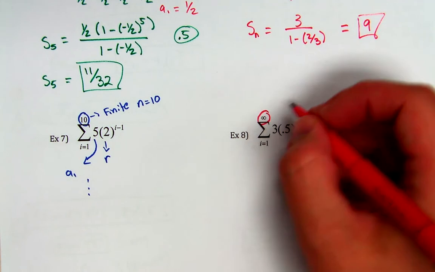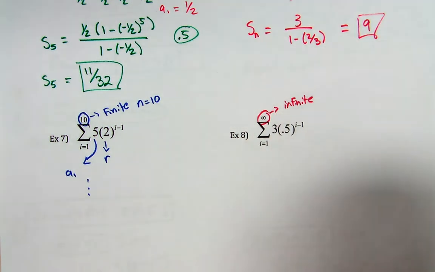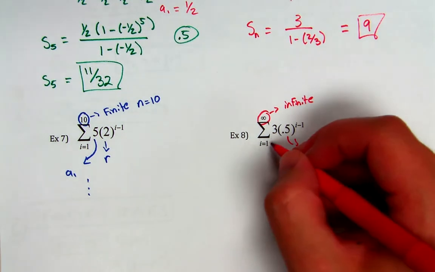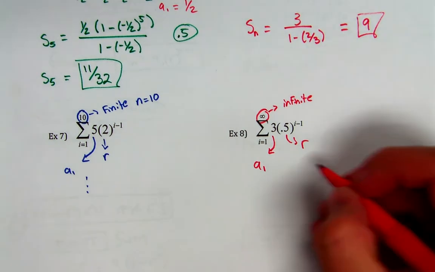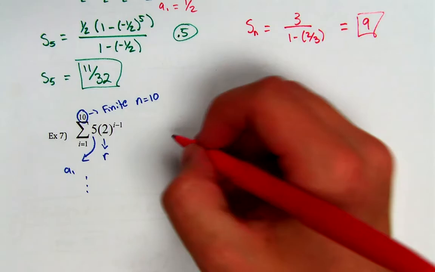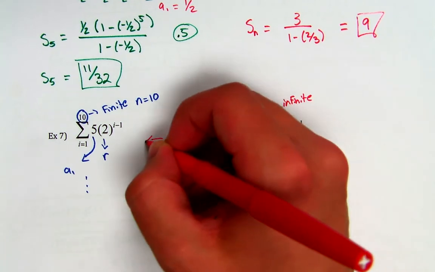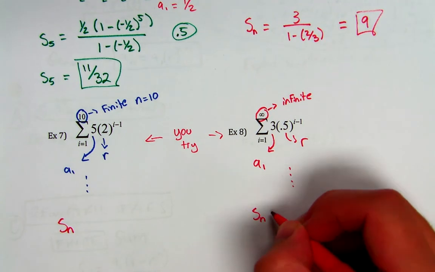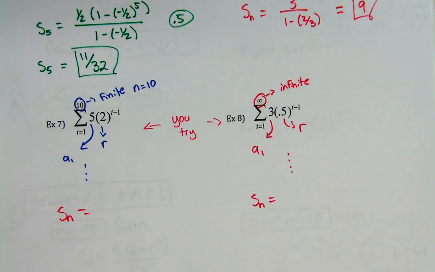Here, this infinity tells me it's infinite. That's kind of logical. This is r, of course, and 3 is your a1. So you go ahead again and do that one. So you try and find the sum. So sum here and sum here equals something. Alright, so you do those, go ahead, bring them, and we will talk about them in class.